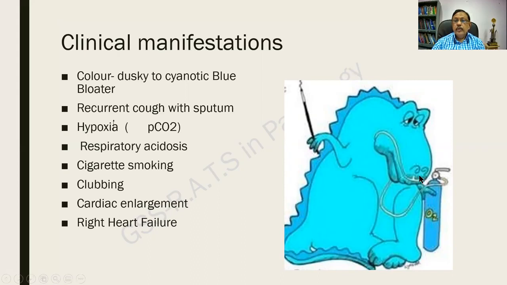So look at this picture over here. Again, we are recapitulating. Associated with smoking, the patient is bloated. He has got a cyanotic hue. He has got difficulty in breathing. And at the same time, you find oxygen therapy is needed. So these are all some of the features of chronic bronchitis.